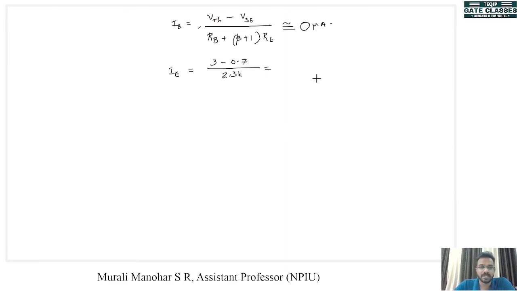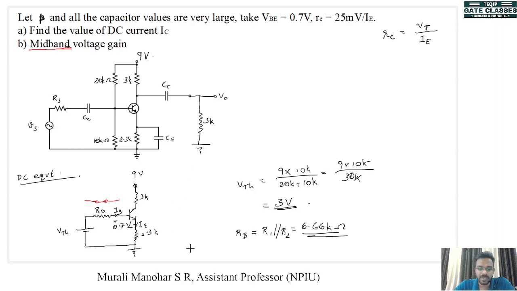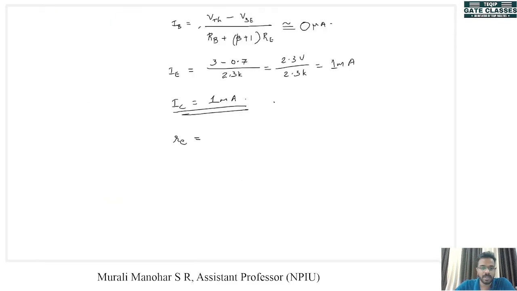So these are all approximations. This will give us an okay result. This is not accurate, but this is enough. So this is 2.3 volt divided by 2.3k, and that will give us 1 milliampere. So the value of IE is 1 milliampere. Since IB is 0, the value of IC will also be 1 milliampere. So we have solved the first question. We have resorted to this because we don't know beta. Okay, now we can find out re. So re will be given by 25 millivolt divided by IE, which is 1 milliampere. That means re is equal to 25 ohms.